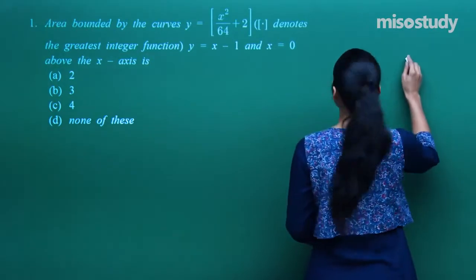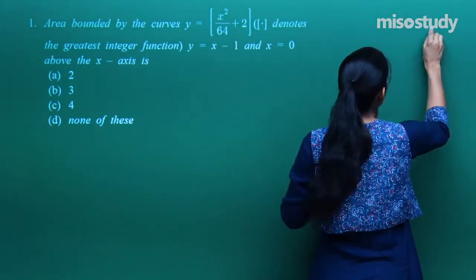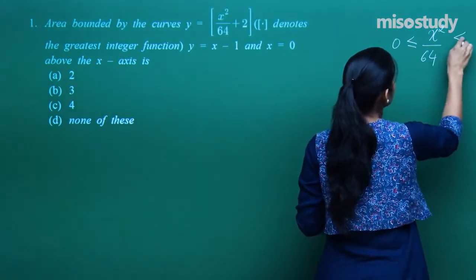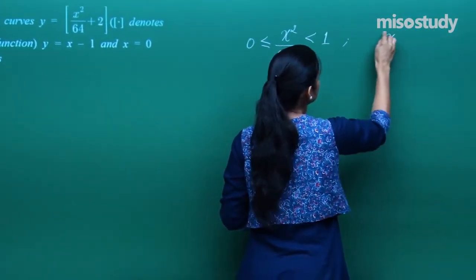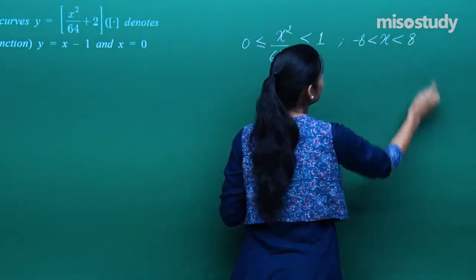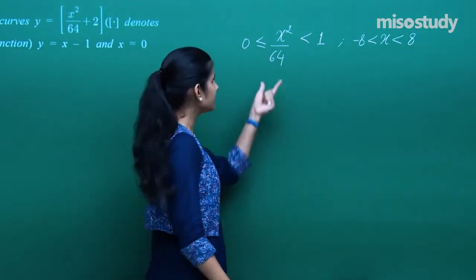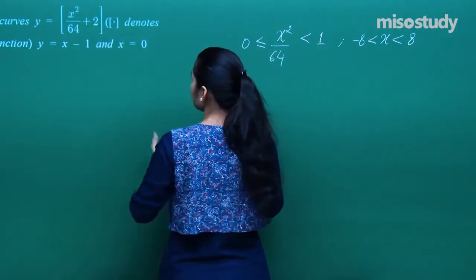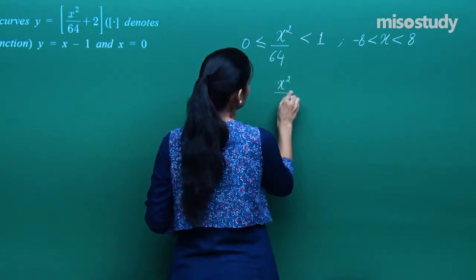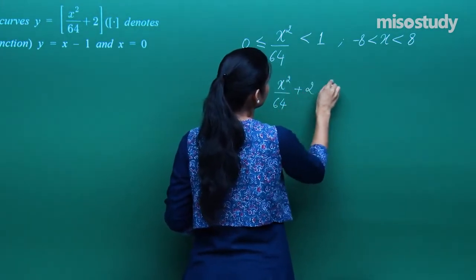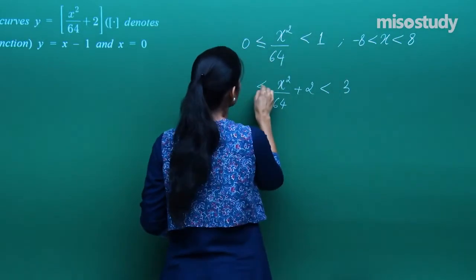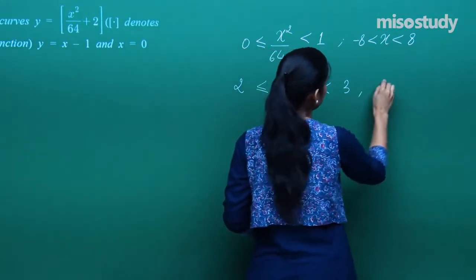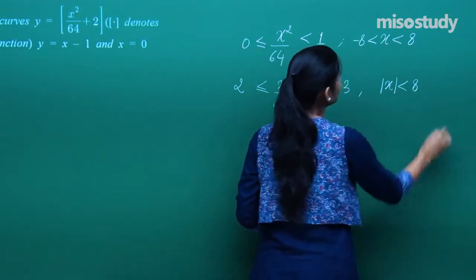So if I talk about this particular function, I know that x square upon 64 is greater than or equal to 0 and strictly less than 1 whenever x is lying between minus 8 and 8. That's true? Fine. 8 square is 64, minus 8 square is also 64. I am interested in this plus 2. So x square by 64 plus 2 will be less than 1 plus 2, greater than or equal to 0 plus 2. And this is true when mod x is less than 8 or x is between minus 8 and 8.